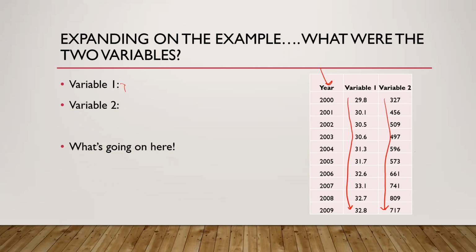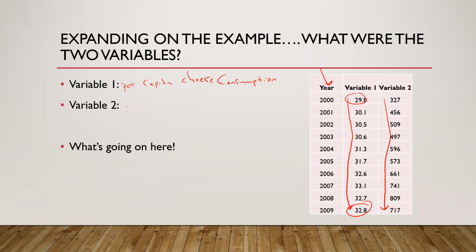Variable 1 here is per capita cheese consumption. Okay, so basically this is how many pounds per year of cheese the average American consumes. Okay, so like in 2000 it was 29.8 pounds per year, and then by 2009 it had gone up to 32.8 pounds per year for whatever reason.